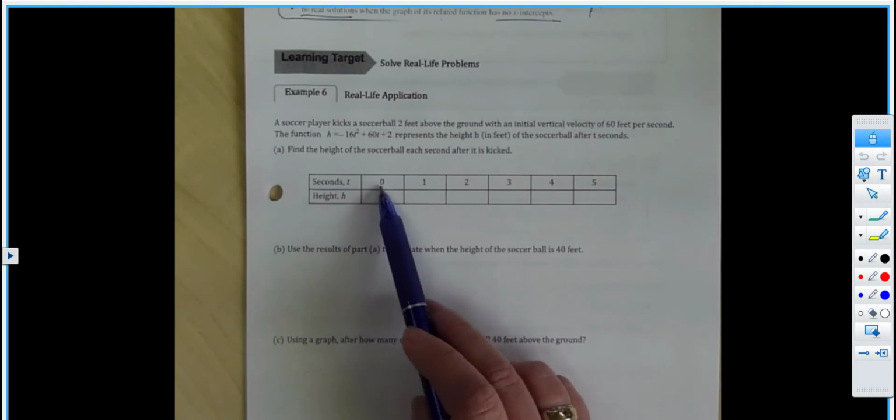Now, let's take a look at a real-life problem here. A soccer player kicks a soccer ball 2 feet above the ground with an initial vertical velocity of 60 feet per second. The function h equals negative 16t squared plus 60t plus 2 represents the height h in feet of a soccer ball after t seconds. Find the height of the soccer ball after each second it is kicked. So we need to replace t with 0, 1, 2, 3, 4, and 5.